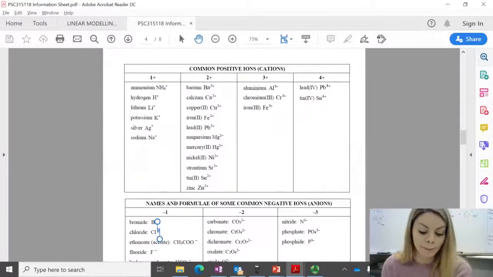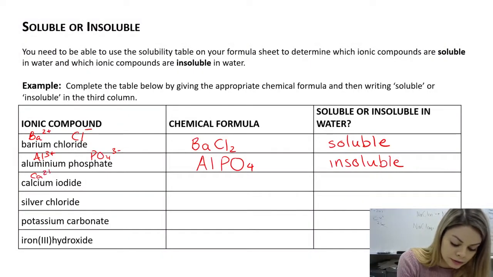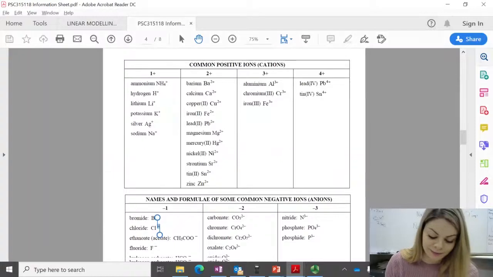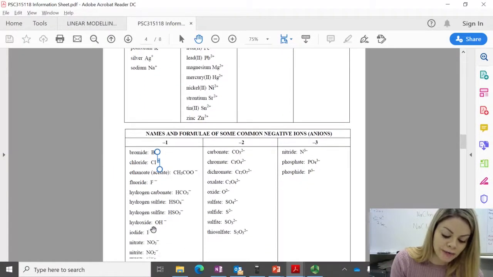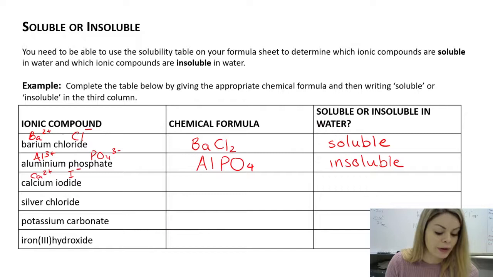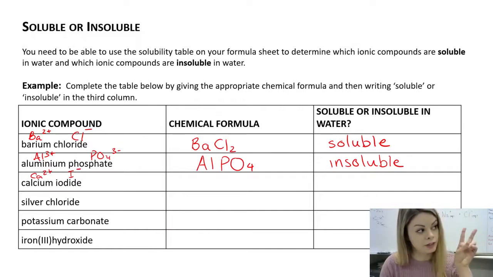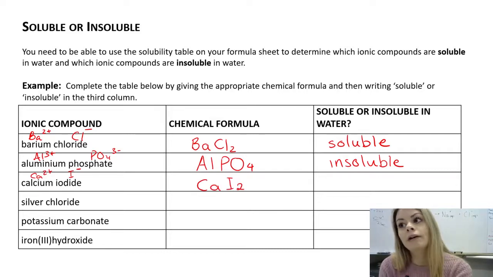Okay, calcium iodide. So back to this one. Calcium is Ca2+. What's iodide? Iodide is 1- there. So we're going to need 2 iodides, aren't we, to balance out the 2+ from calcium. So we get CaI2. Okay?